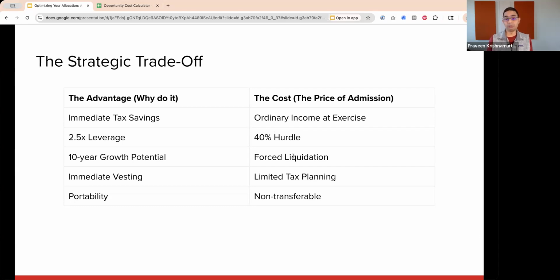Immediate tax savings, for example, right now, will result in ordinary income tax at exercise. A 10-year growth potential comes with a forced liquidation window, as you have to exercise your options within the 10 years or forfeit them. Similarly, your options vest immediately, but they're just options. You cannot donate appreciated options or receive a step up in basis at death like you do with shares. So they present you with limited tax planning opportunities. Understanding these pairs is essential because it prevents you from focusing only on one side of the story.